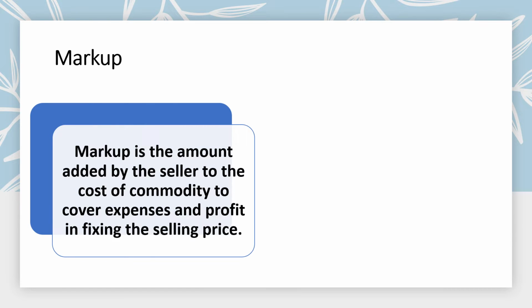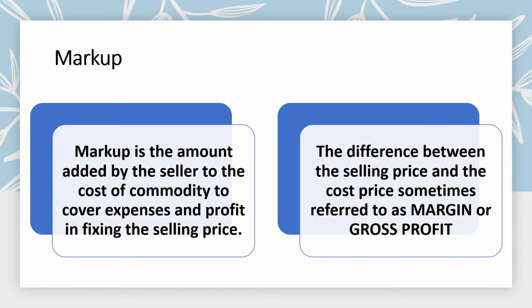Now let us define what markup is. Markup is the amount added by the seller to the cost of a commodity to cover expenses and profit in fixing the selling price. Also, it is the difference between the selling price and the cost price, sometimes referred to as margin or gross profit.